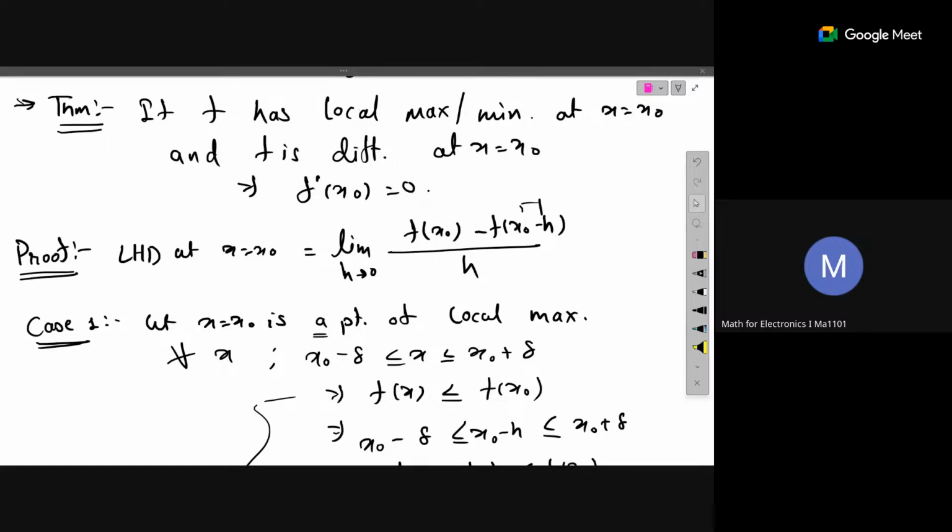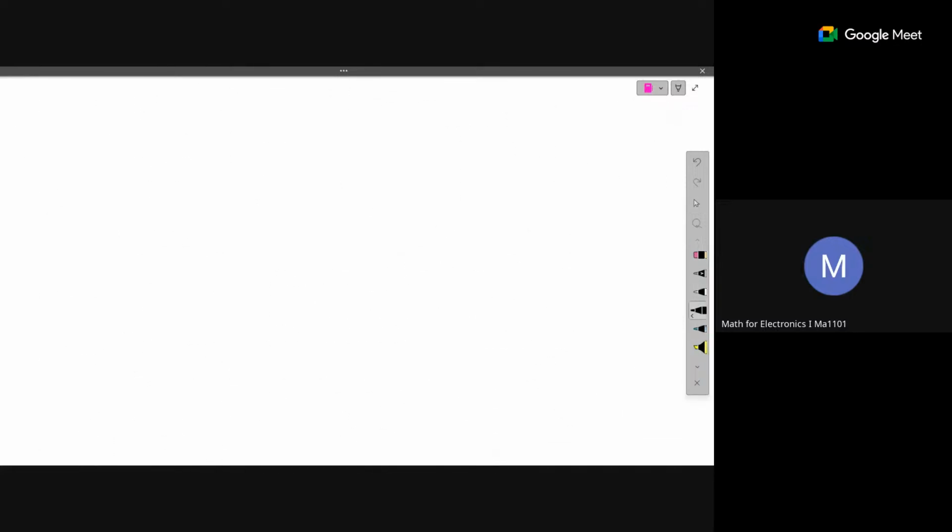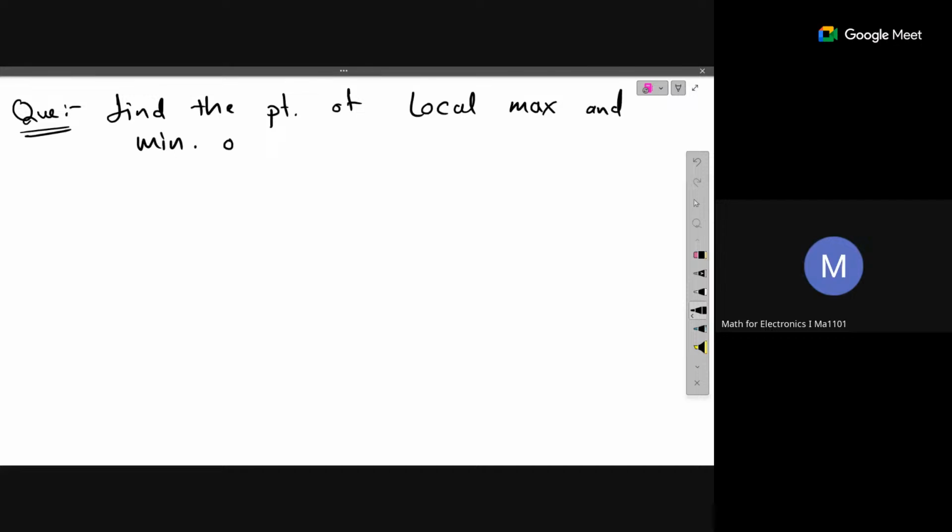Now let's move to the next topic. Or we can do one simple example of local maxima, local minima. So let's try to solve this question. The question is, find the points of local maxima and minima of the function.